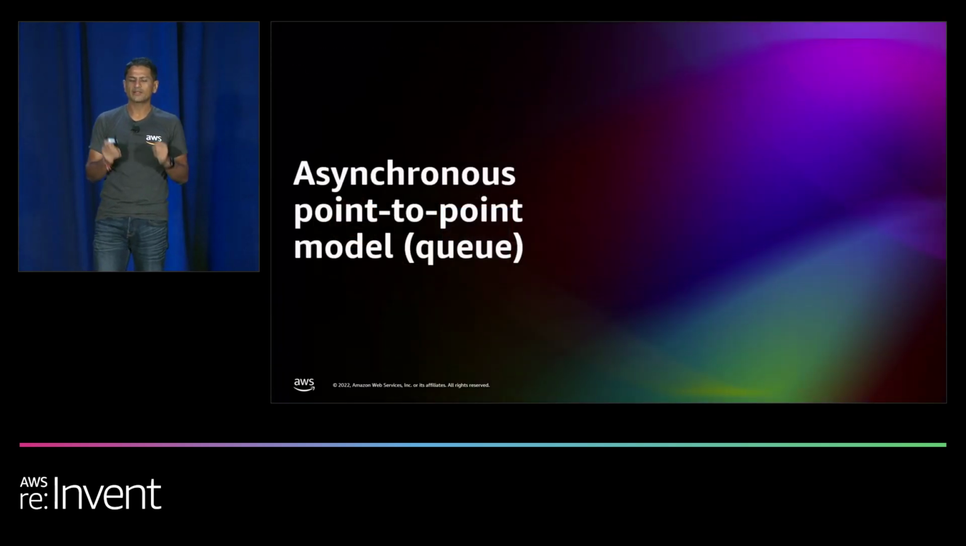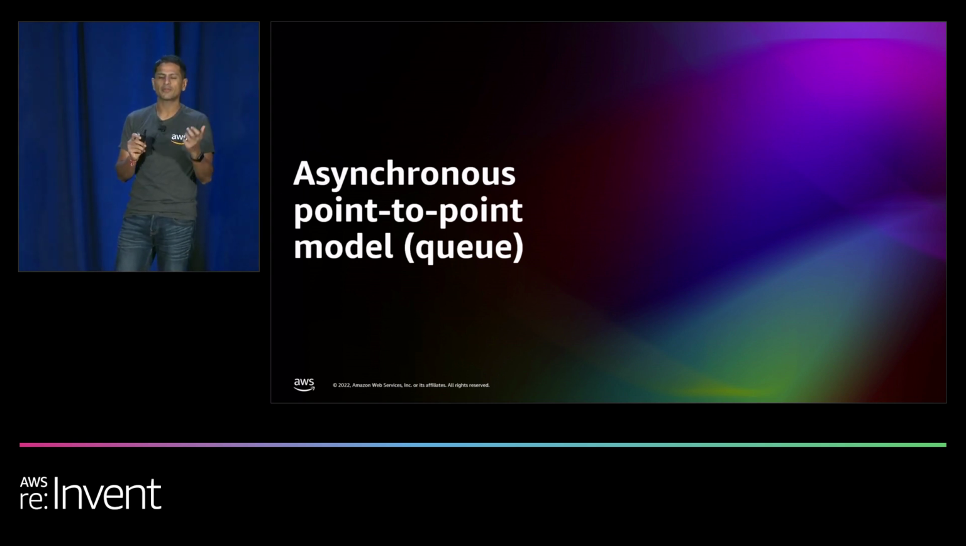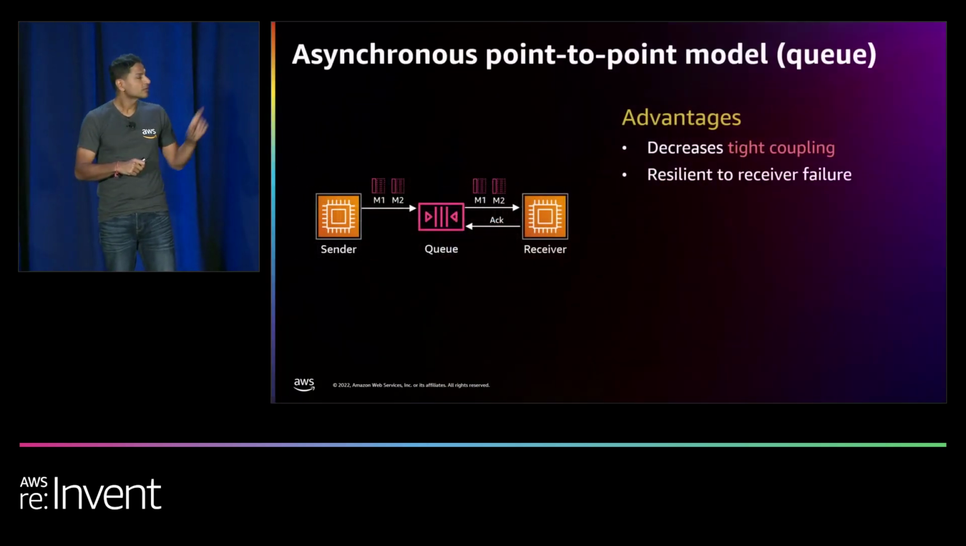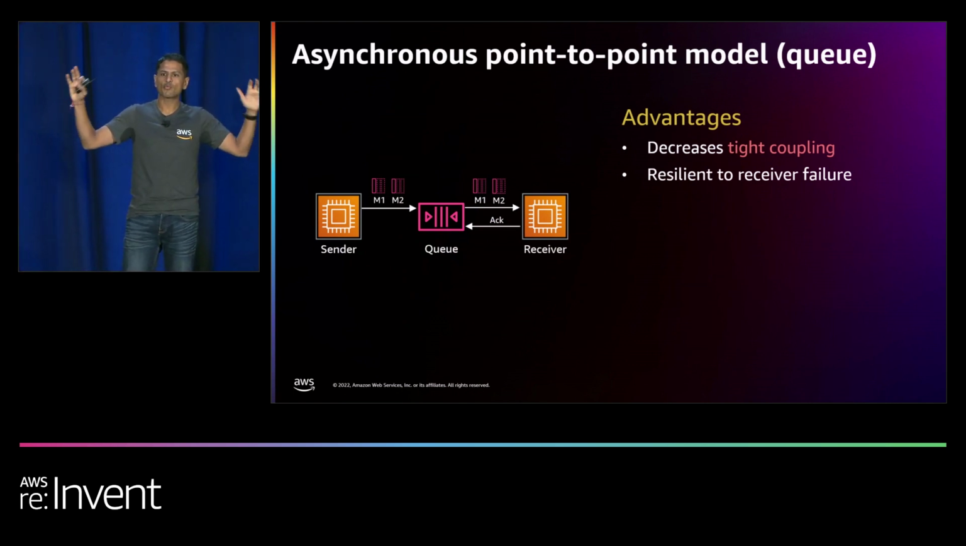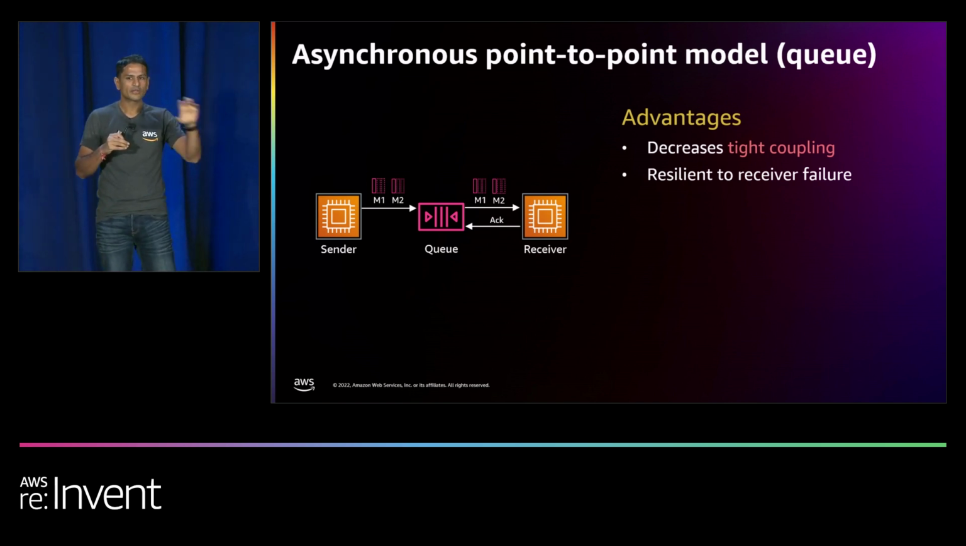So let's talk about how we can solve the challenges with an API-based integration. So in this section, I'm actually going to talk to you about the pattern called asynchronous point-to-point using a queue-based integration. So as you can see, we actually have a sender and a receiver. But what we have done, we have actually introduced a queue in the middle. The sender is pushing the messages to the queue. The receiver is polling the queue, saying, hey, do you have any work for me? Do you have any messages sitting in the queue?